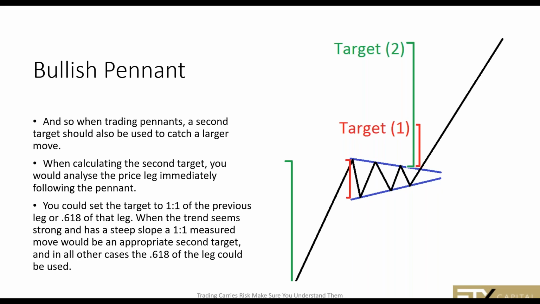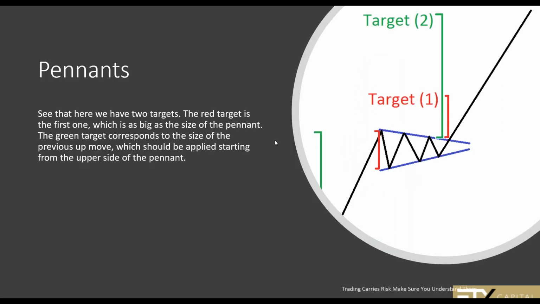Now, there are some rules that you might read out there that say you can set two target levels. I never use more than the one-on-one for the width of the triangle. But you could set a one-on-one on the previous leg or a 0.618 of that leg. When the trend seems strong and has a steep slope, a one-to-one measure would be a better move. But some people use 0.618 of the leg, and they make a second target. I don't. I've never seen it statistically pay out.